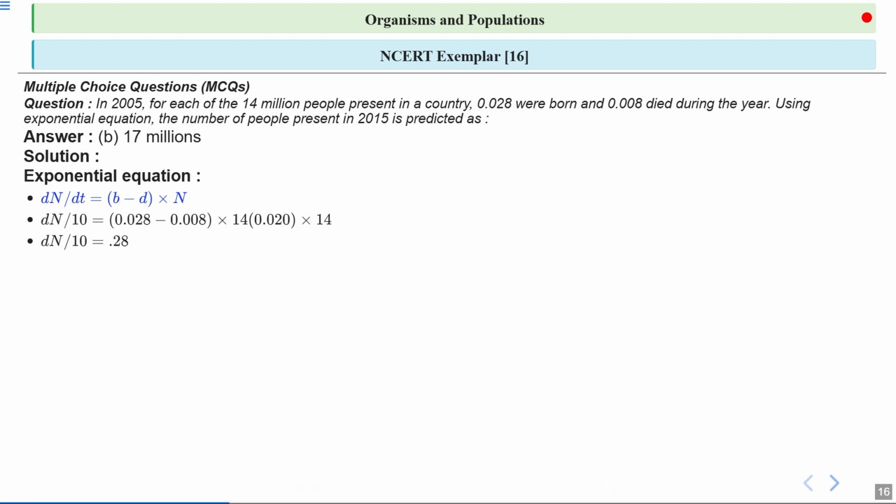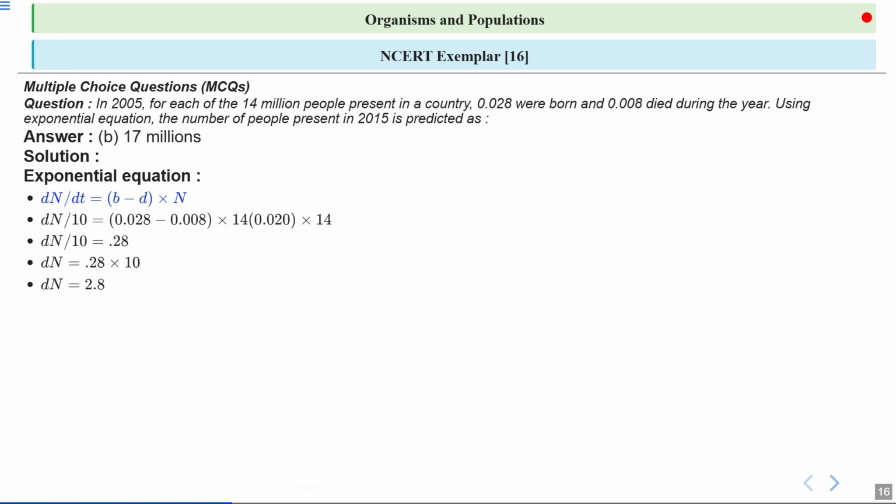Okay, by solving this, what you will get? So you have to multiply 0.020 by 14, which gives us 0.28. So this number represents the rate at which the population is increasing each year in millions. Now to find the total increase over 10 years, we multiply 0.28 by 10. So this is because we are looking at the change from 2005 to 2015, which is a 10-year period. So the total increase in population over this decade is 2.8 million. Okay, so the population increased by 2.8 million over 10 years.